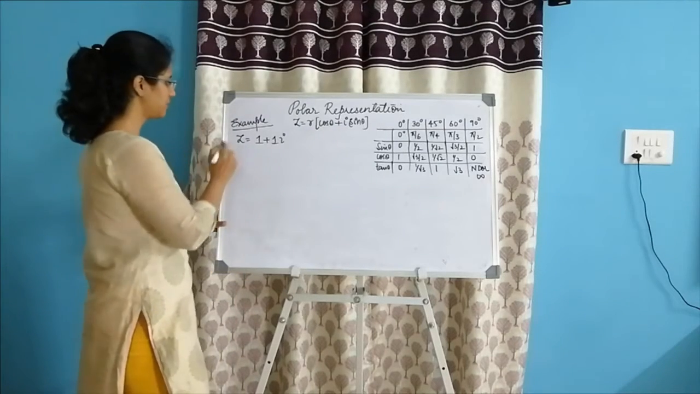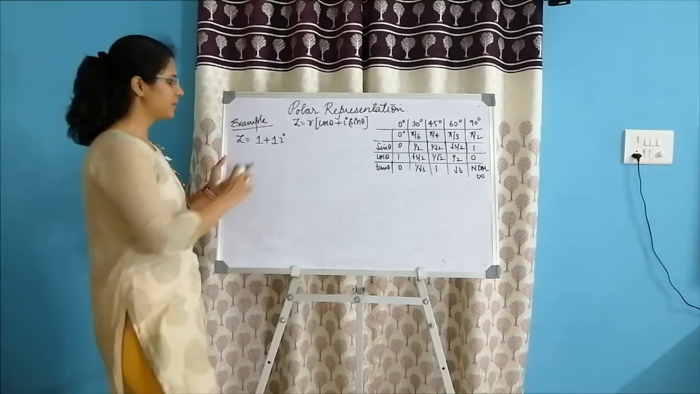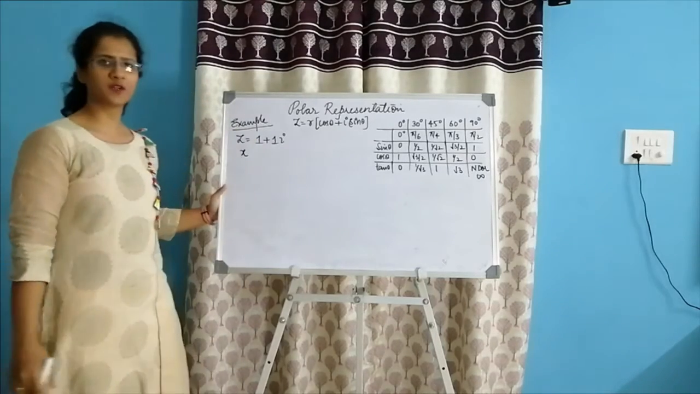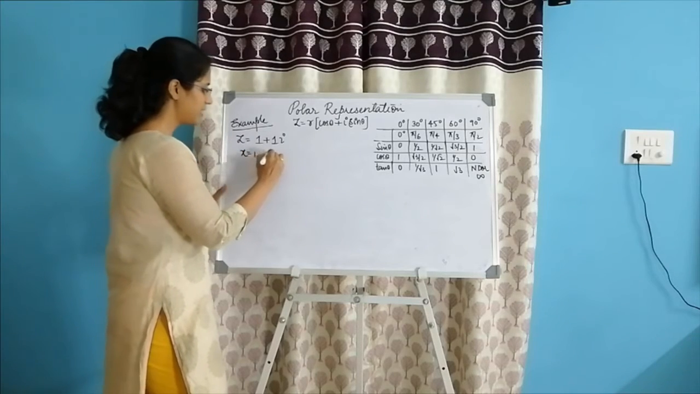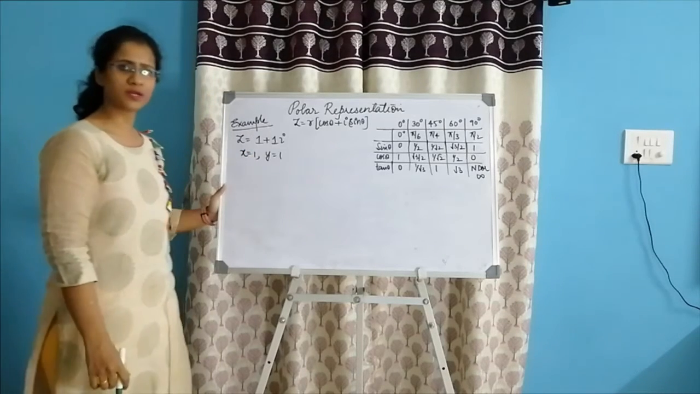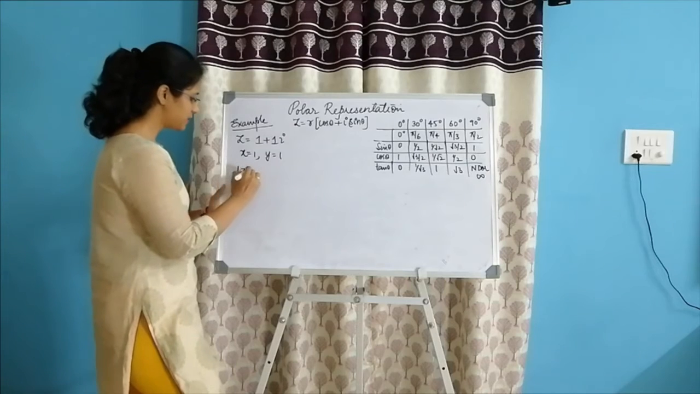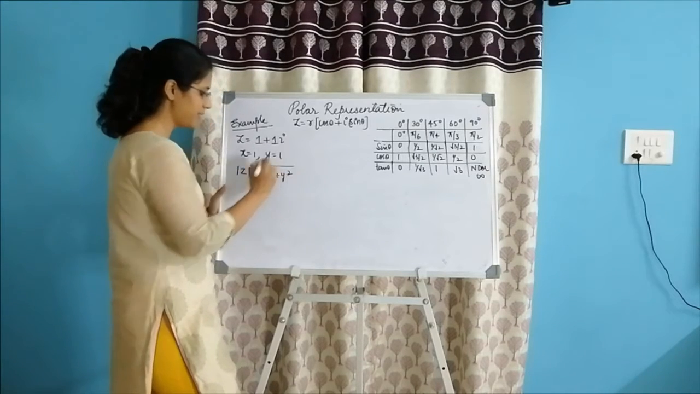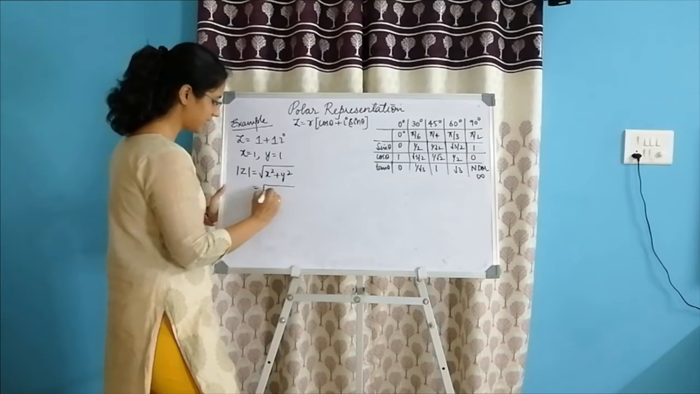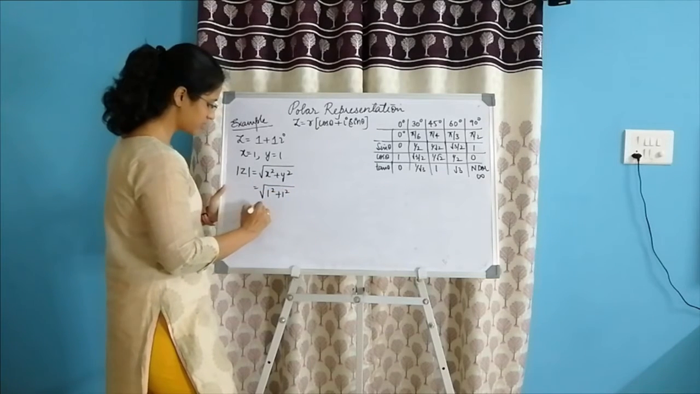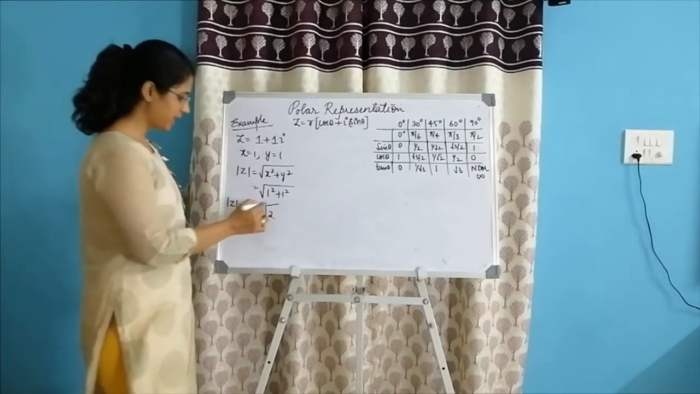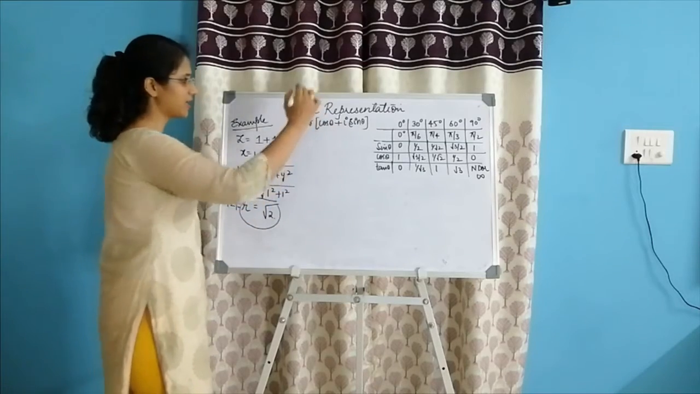So first, in the example, z is equal to 1 plus 1i is given to us. So obviously, the real part of z is equal to 1. Similarly, the imaginary part of z also is equal to 1. The modulus of z is given by square root of x square plus y square. Substituting in the formula, I get square root of 1 square plus 1 square, which is equal to square root of 2. This modulus of z is also called r. So the working of finding the value of r is done.